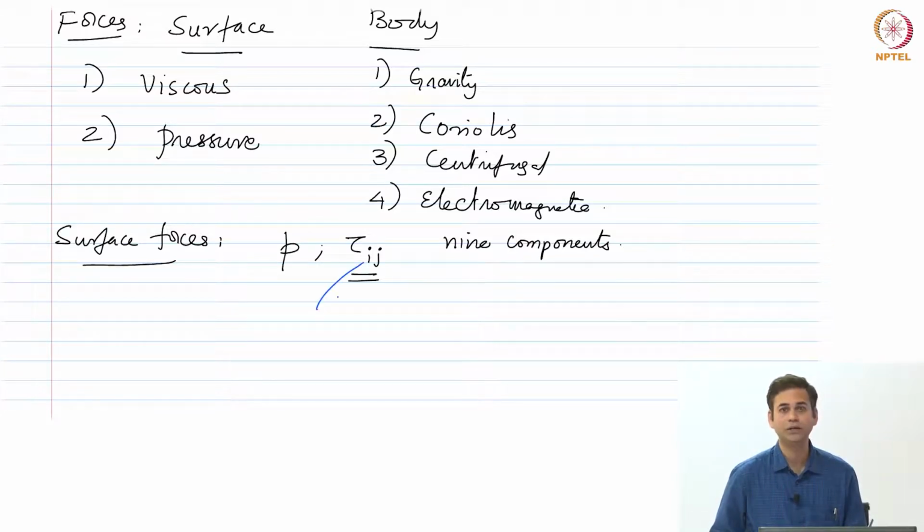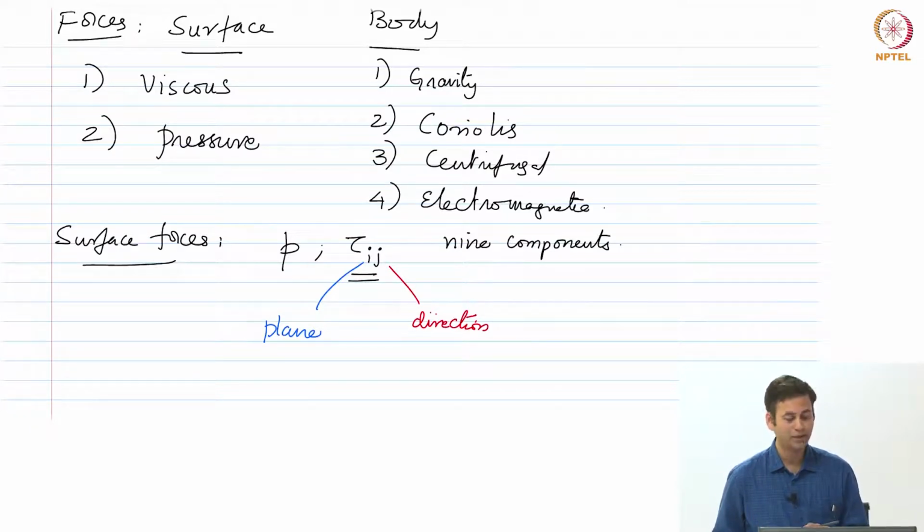The first subscript i denotes the plane on which the stress is acting, okay. And j denotes the direction. So the direction is denoted by j, okay. And what about the sign convention?